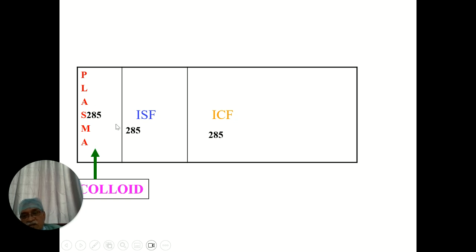Then colloids. Colloids are large particles which cannot cross the endothelial barrier, remain in the intravascular compartment, thereby maintaining intravascular volume. A classic example of colloid is blood.